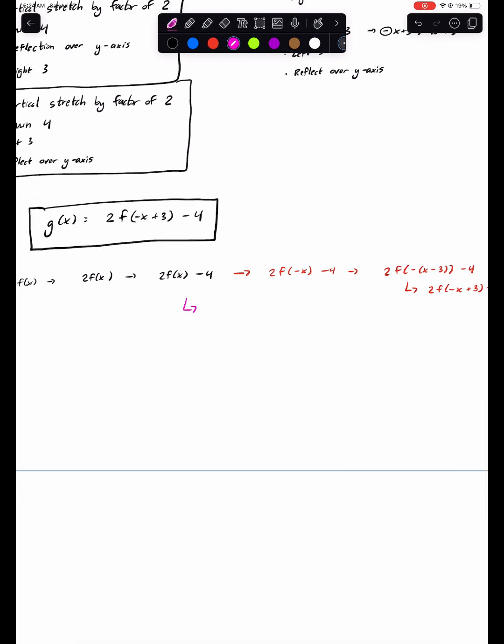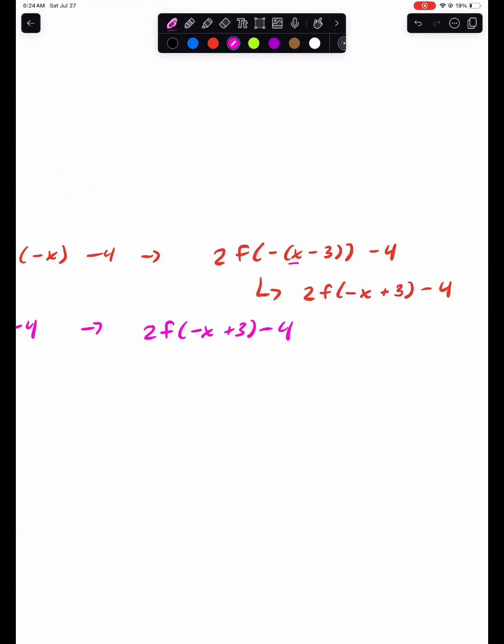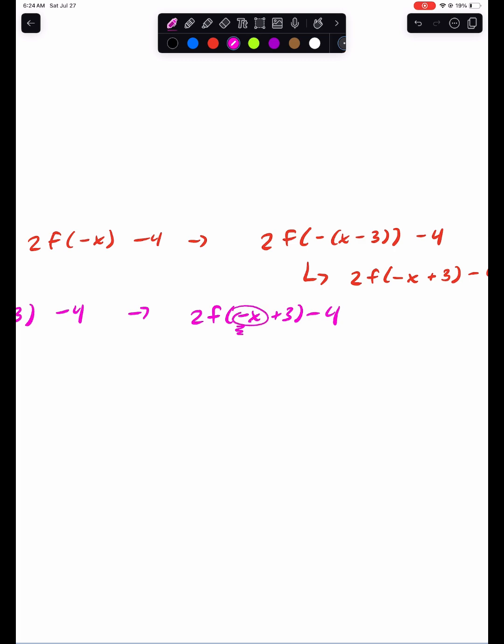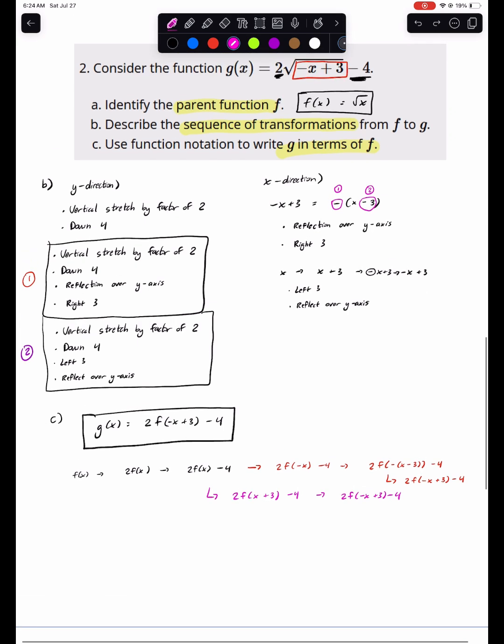Or you can just translate first. Do 2 f of x plus 3, minus 4, followed by 2 f, and then you just flip the x, plus or minus 4. So each of these only affects the variable itself, right? So the minus 3 affects just the x, and this negative translation, only the x. All right, and that is it for this video.